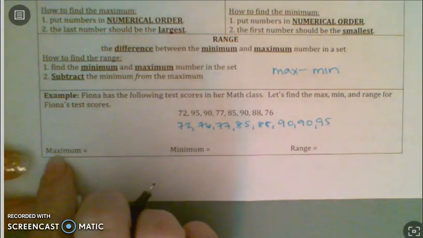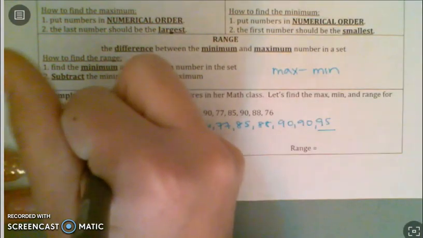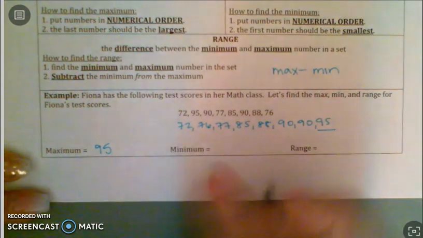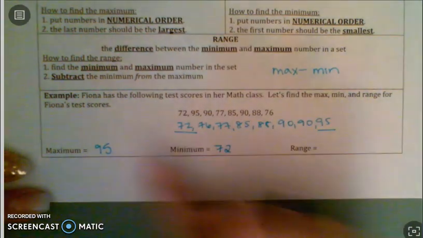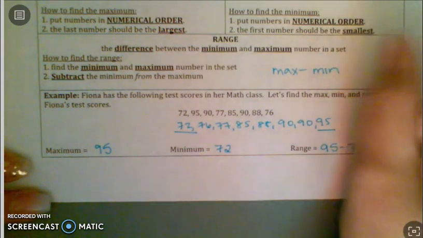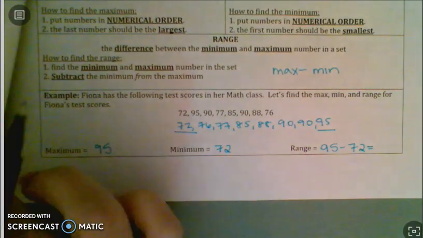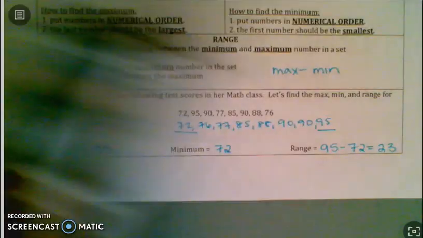So our maximum is our biggest number, so that is going to be 95. Our minimum is our smallest number, so that's going to be 72. In order to find the range, you do the max minus the min. So we're going to do 95 minus 72 equals 23. So 23 is our range.